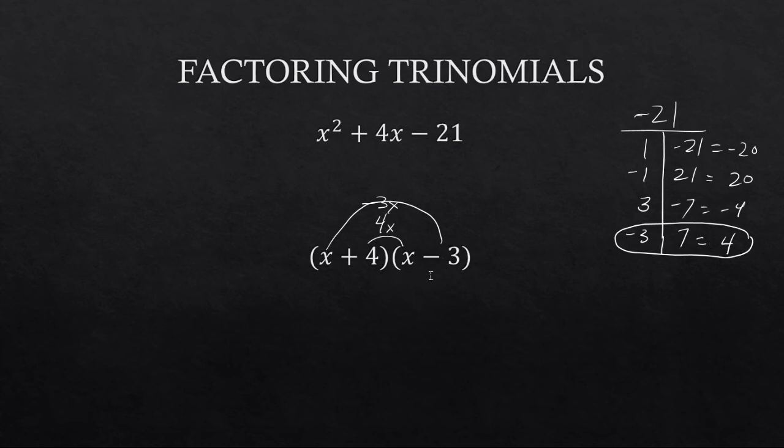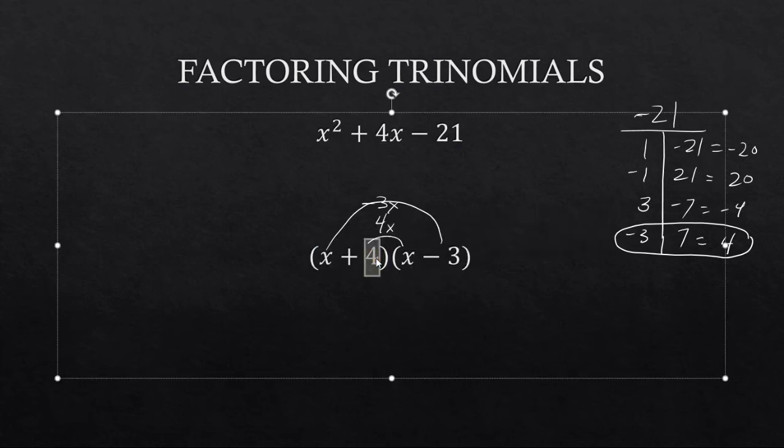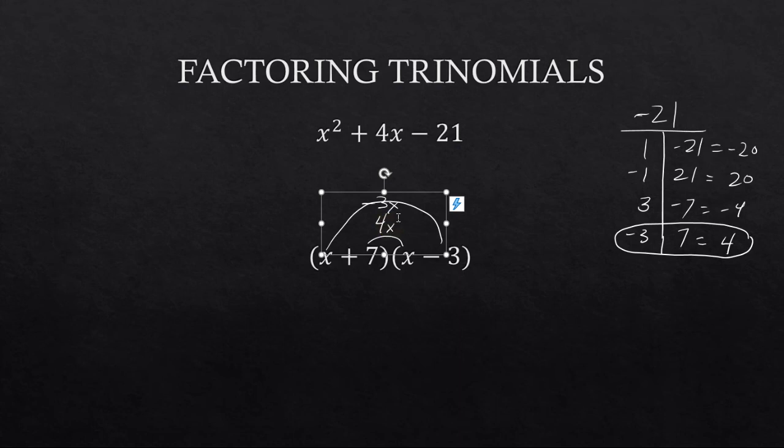This should be 7. Seven times x is 7x, and then negative 3 times x is negative 3x. So 7 plus a negative 3 is going to give us our negative 4x, and 7 times a negative 3 is a negative 21. Sometimes with these they can be trial and error, but if you do your factoring chart, you can usually find your answer pretty quickly.